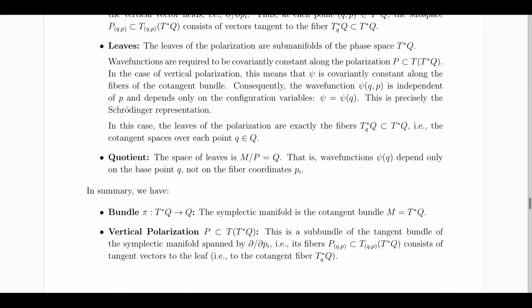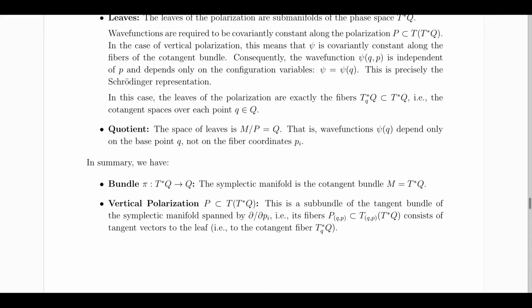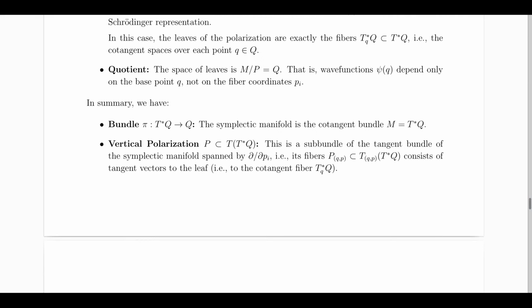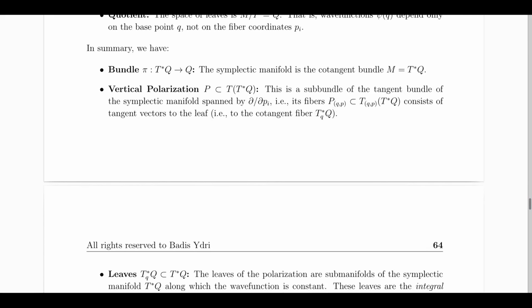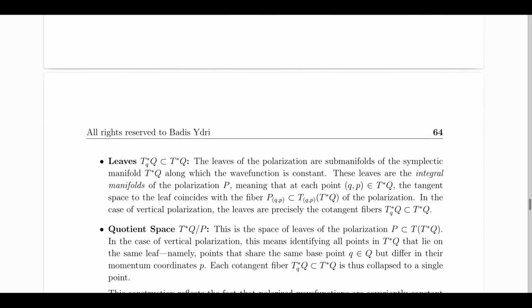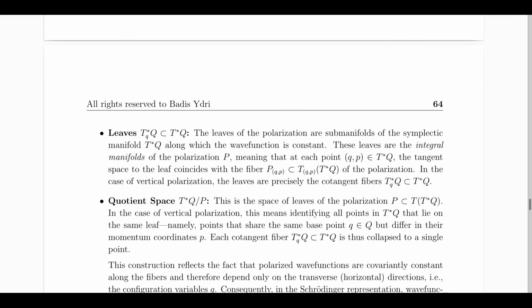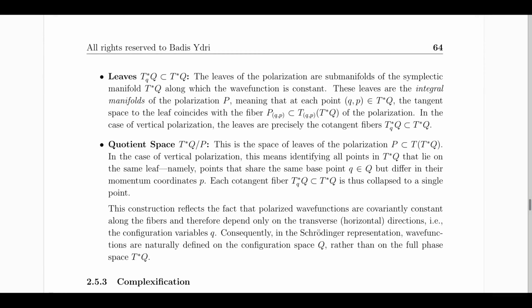If we require our wave functions to be covariantly constant along these directions, they must be independent of momentum and depend only on the configuration coordinates. This gives rise to the Schrödinger representation. Wave functions are functions of position. The leaves of the polarization are the fibers themselves. Each one is a cotangent space over a fixed configuration point. The space of leaves is therefore just the base manifold Q, and wave functions are naturally defined on Q alone.